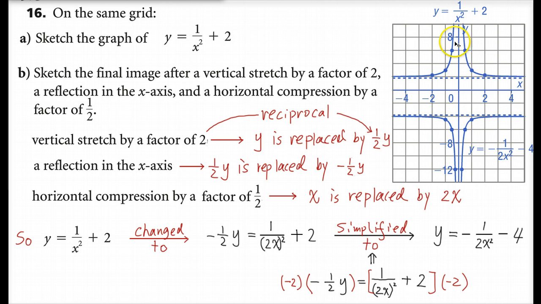Of course, you can see the reflection, and the reflection is because also you have a vertical stretch. And then the horizontal asymptote actually changes from y equals 2 to y equals -4, because it's stretched and doubled. Okay, so that's the original function.